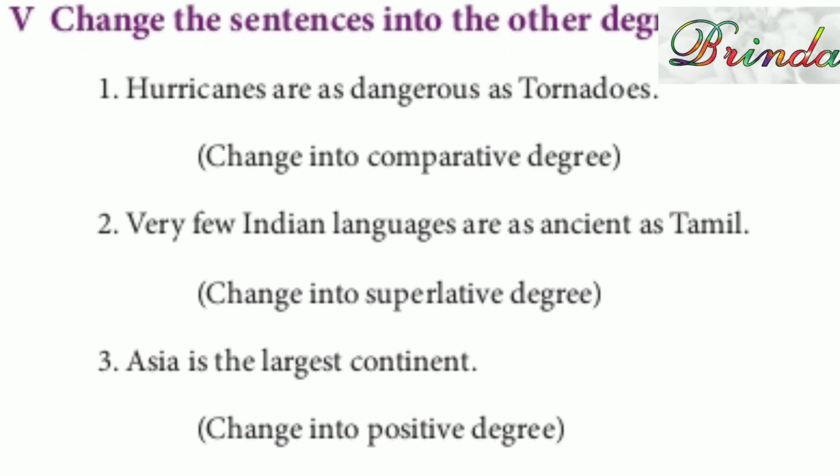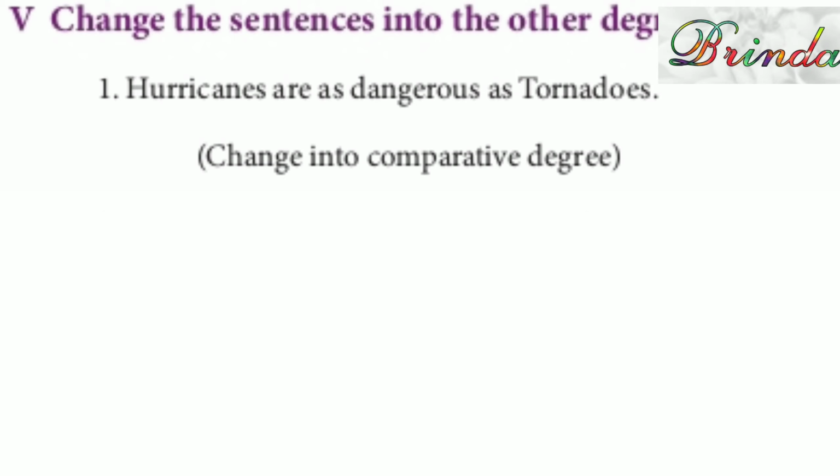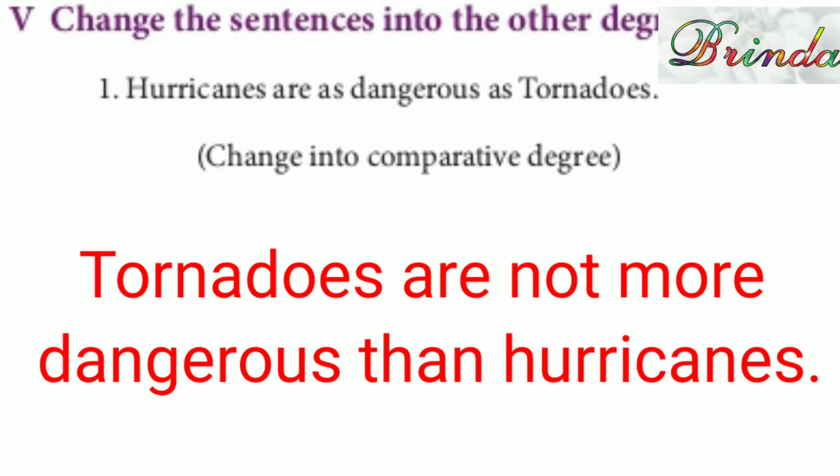Okay. Fifth Roman number, children, change the sentence into the other degrees. So we have to change to a different degree. Okay. First one, hurricanes are as dangerous as tornadoes. So we have to change it into comparative degree.